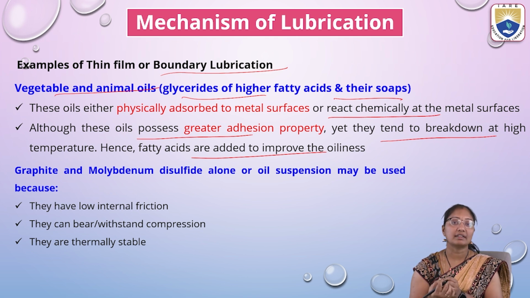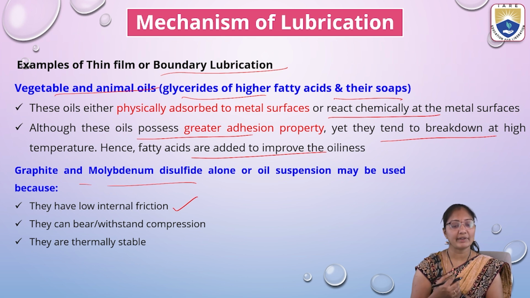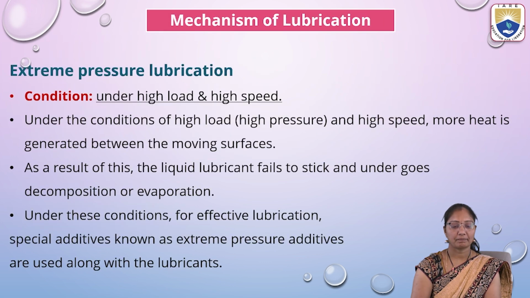And the next example is graphite and molybdenum disulfide, alone or as an oil suspension, which may be used because they have low internal friction. The internal friction will be very low. They can withstand compression. Even under compression conditions, they have the capability to withstand wear. And the most important thing is they are thermally stable. Even at high temperature, they won't break down. So graphite, molybdenum disulfide and oil suspensions are used because of these properties.